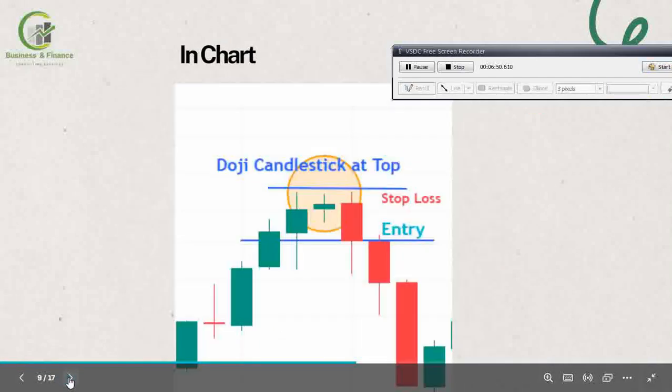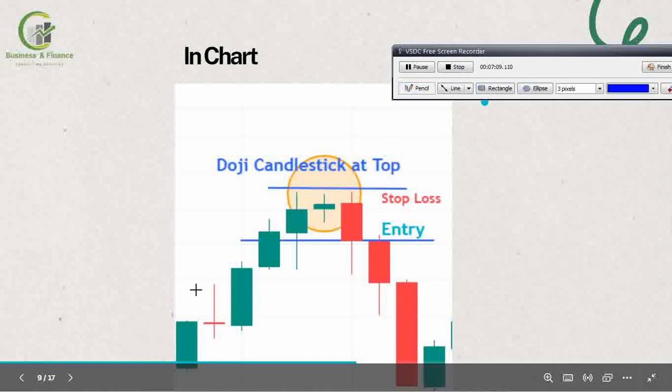Now, that first one was for the bearish to bullish reversal trade. Now we are going to look at the bullish to bearish reversal trade.